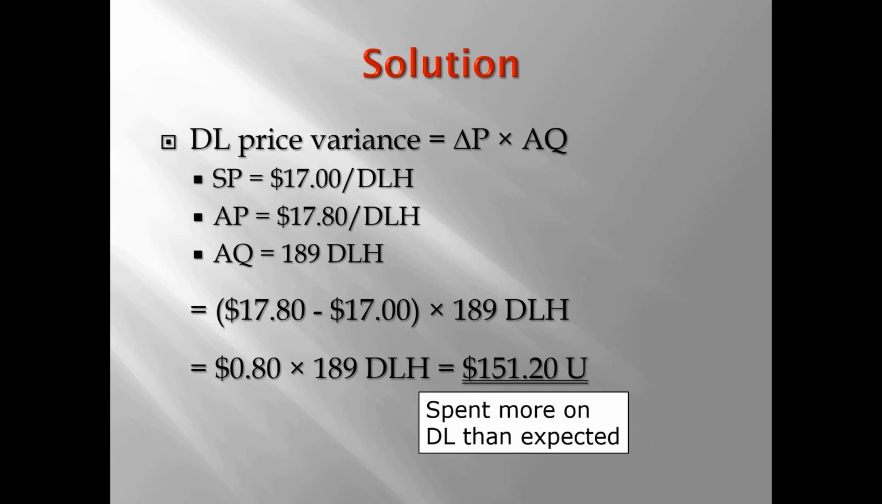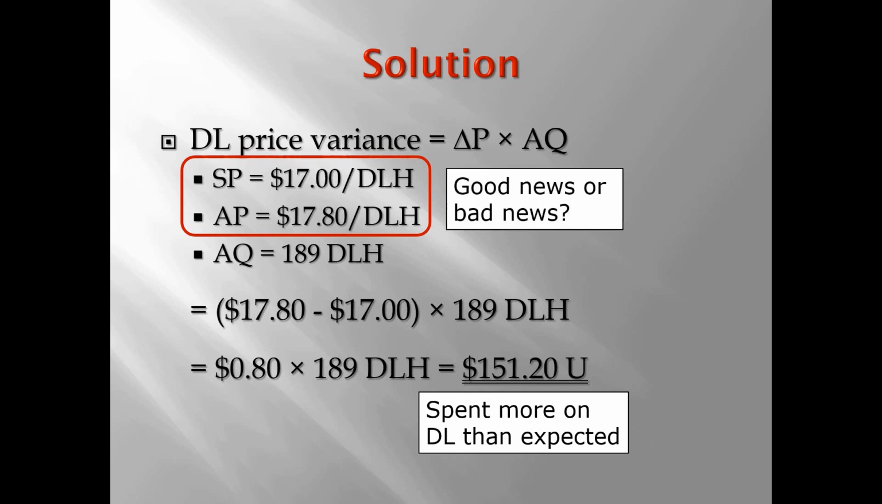In other words, the firm spent more on direct labor than they expected because they paid their workers a little bit more per hour than expected. And we can see that from the given information. The standard price was lower than the actual wage rate that the firm paid. But is this good news or bad news? And the answer is, it depends.